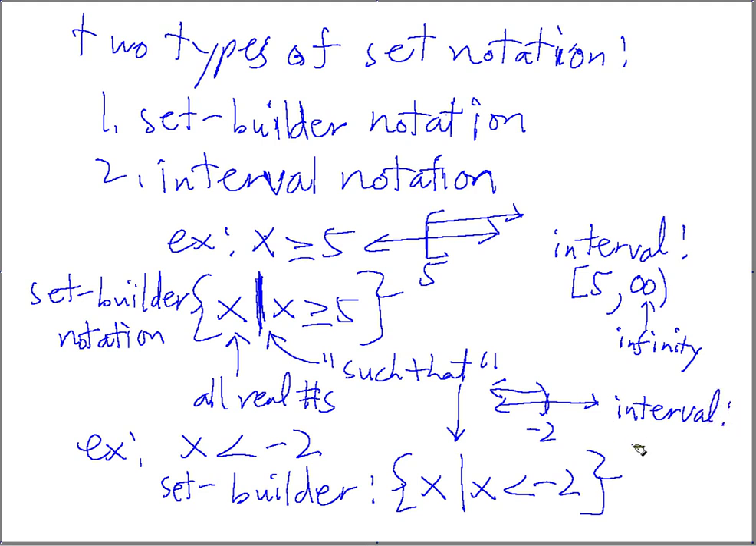So for interval notation for this set, it'll be parentheses, negative infinity. Again, the infinity symbol is a horizontal looking number 8, and this little symbol means negative infinity. So that means negative infinity.